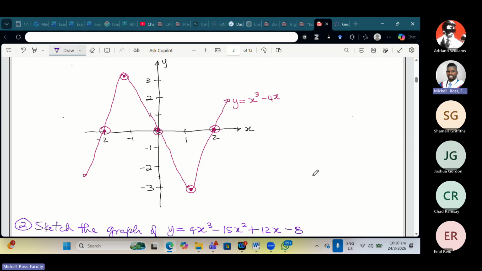So notice, without getting all the points from the graph, you are able to give a pretty good representation, or a pretty good sketch of the outline of what the graph will look like. All right.